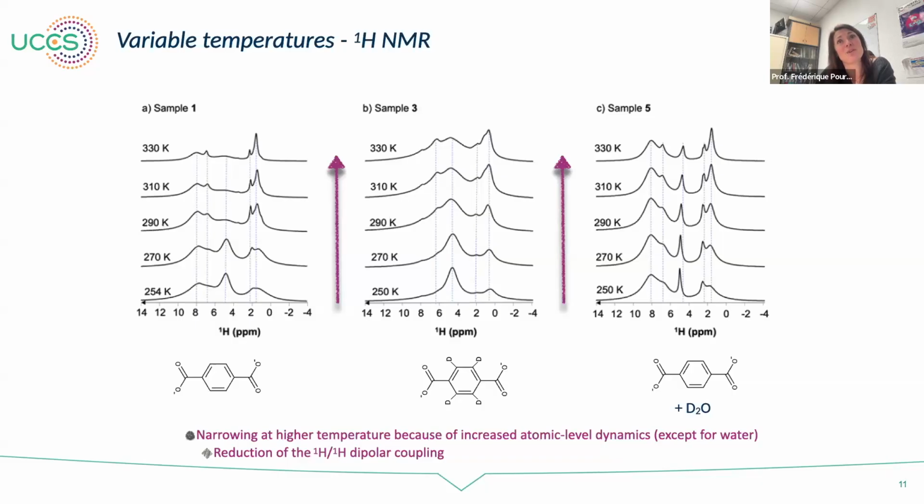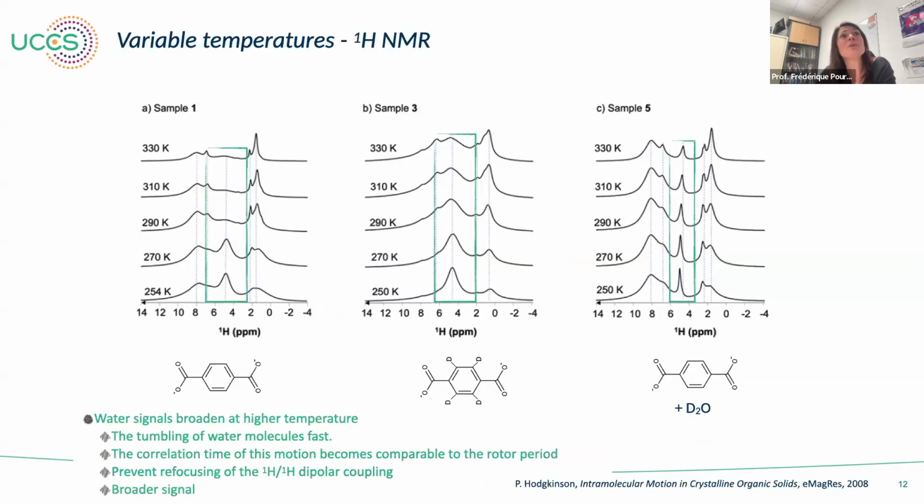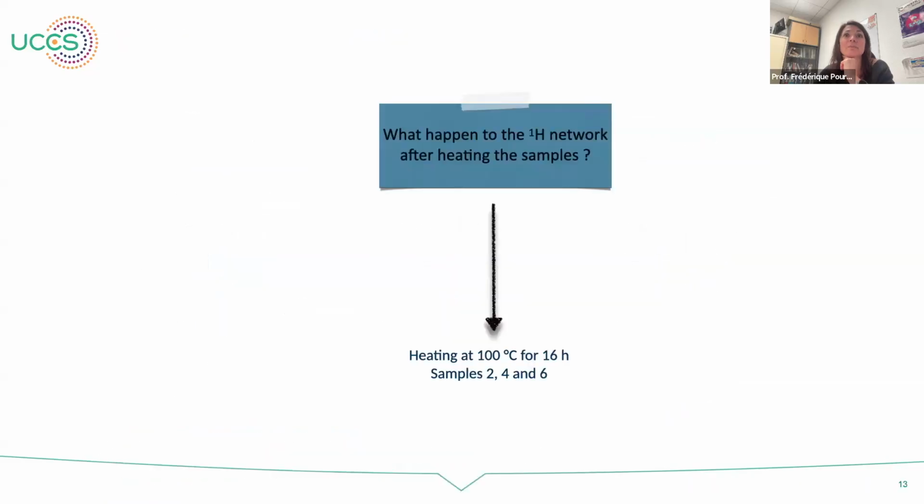Moreover, of course you have a reduction of the proton-proton dipolar coupling as soon as you increase the temperature. But if you look at the proton signals in detail, you can observe a broadening of this signal when increasing the temperature. That is due to the correlation time of this motion being comparable to the rotor period, which prevents the refocusing of the proton-proton dipolar coupling and induces a broadening of the signal.